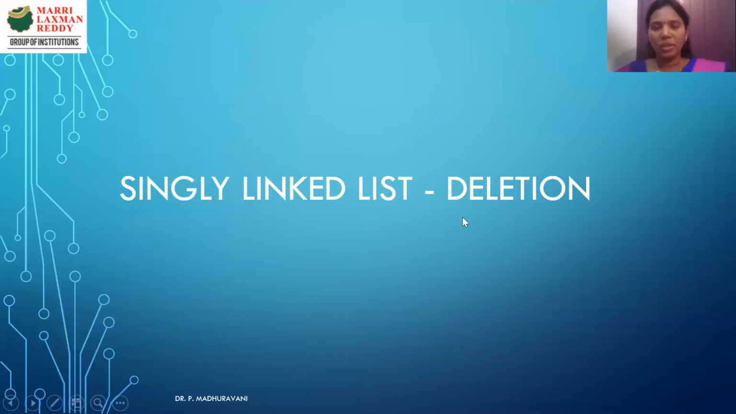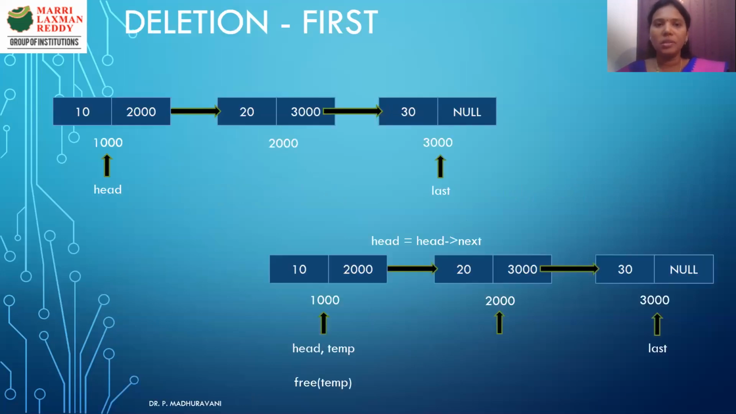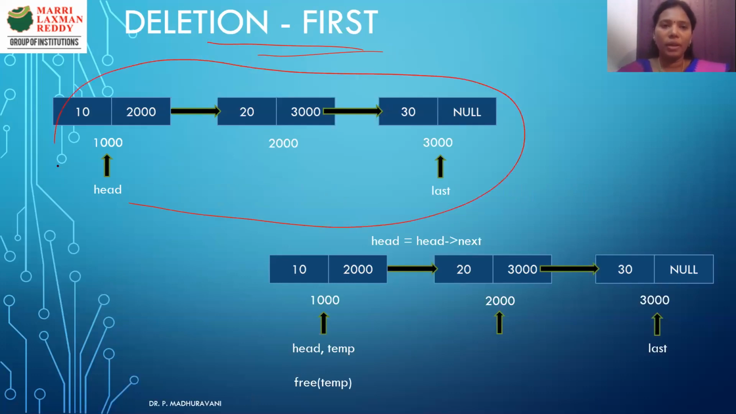Hope you understood the insertion operation on single linked list. Let us talk about the deletion operation. There are three cases in deletion operation. We can remove the first element, we can remove the last element, we can remove any other element. Let us discuss the removal of the first element. Take an example of a linked list with the three nodes. As usual, we are referring the first node with the name head, the last node with the name last.